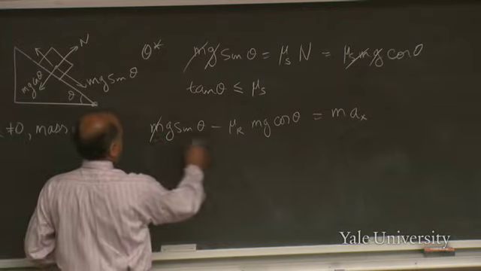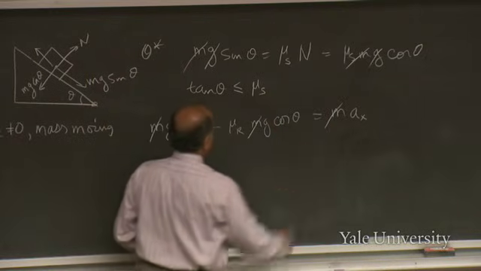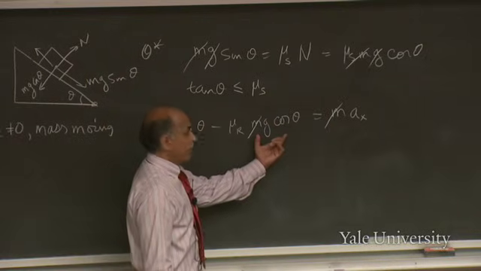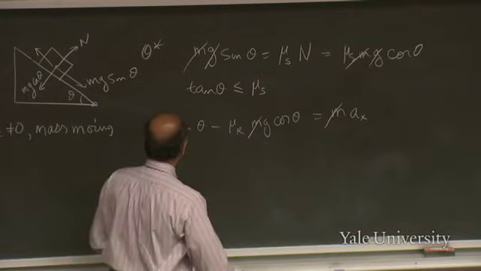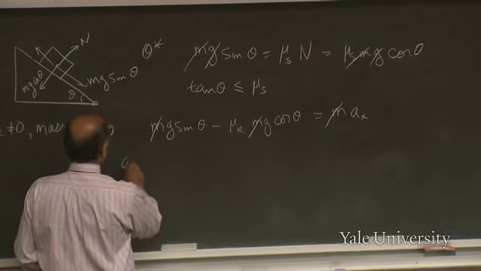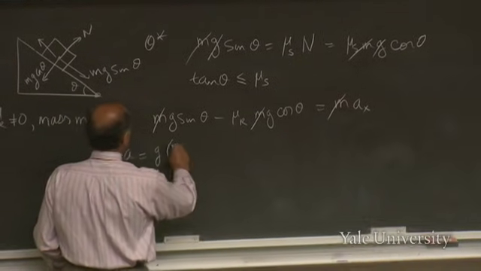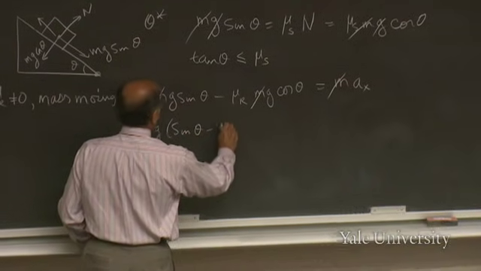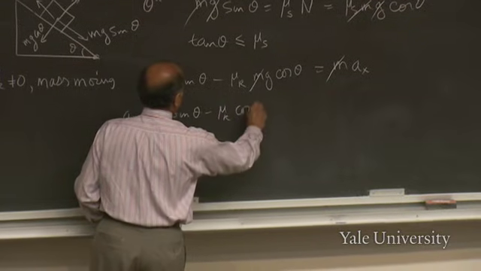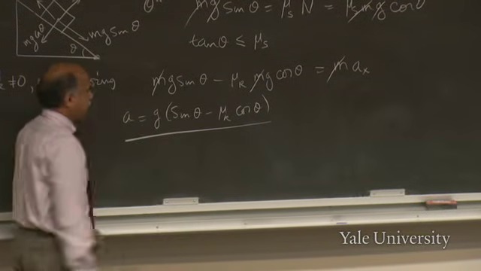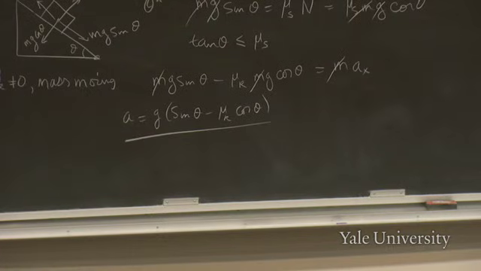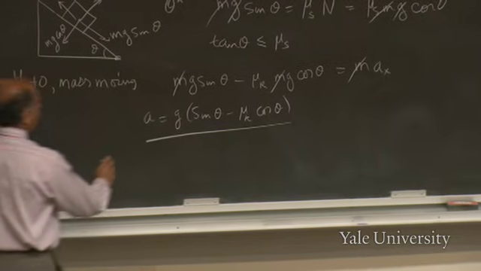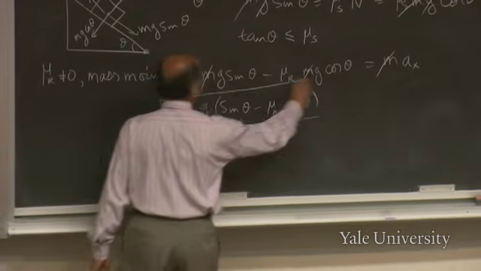So you cancel the m. So notice here, this is the normal force, but I've taken the y equation that says normal force is mg cosine theta, put that here. Then I find acceleration is g times sine theta minus mu kinetic cosine theta. Okay, here is the result. a_x is what I'm calling a now.